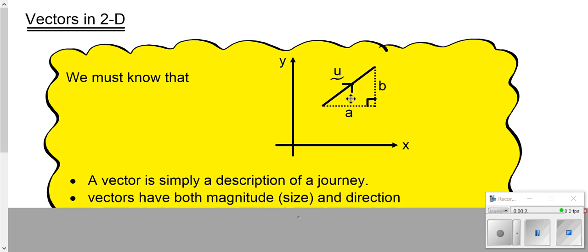It has 2 things. So it has a magnitude, or a size, or a length. So from here to here. And it has a direction, again, starting from the bottom left, going to the top right. Okay, so every vector must always have these 2 things, a length and a direction, hence the arrow to show you what way you're going.